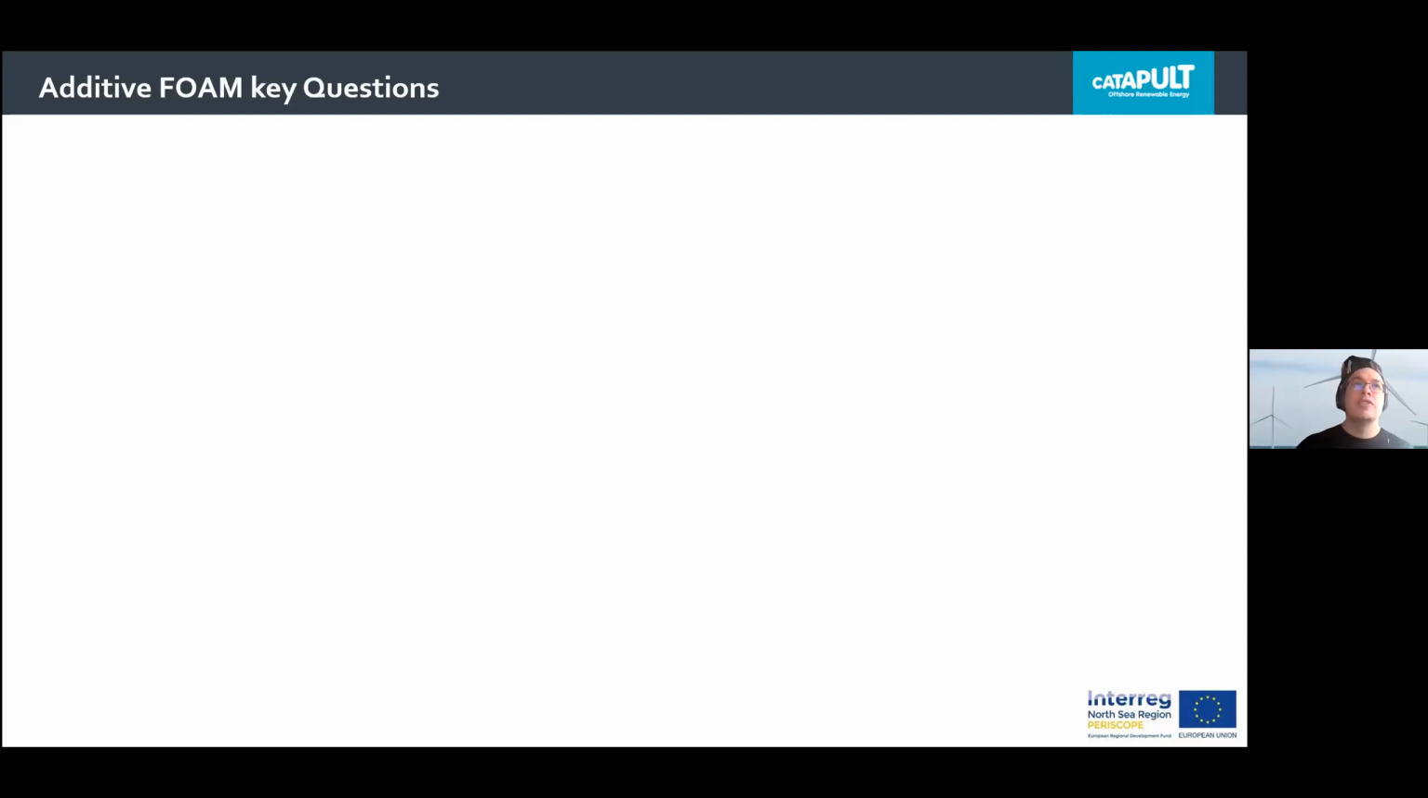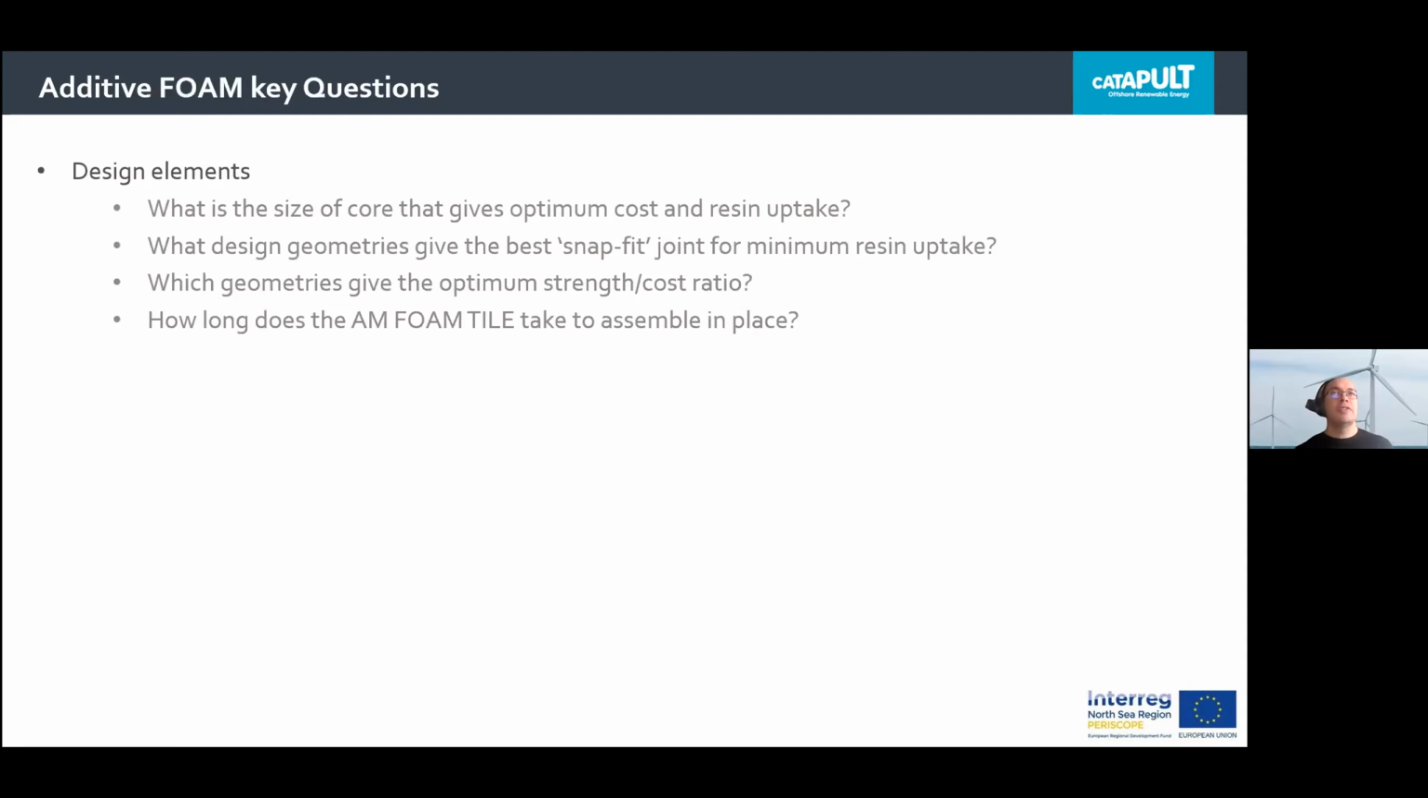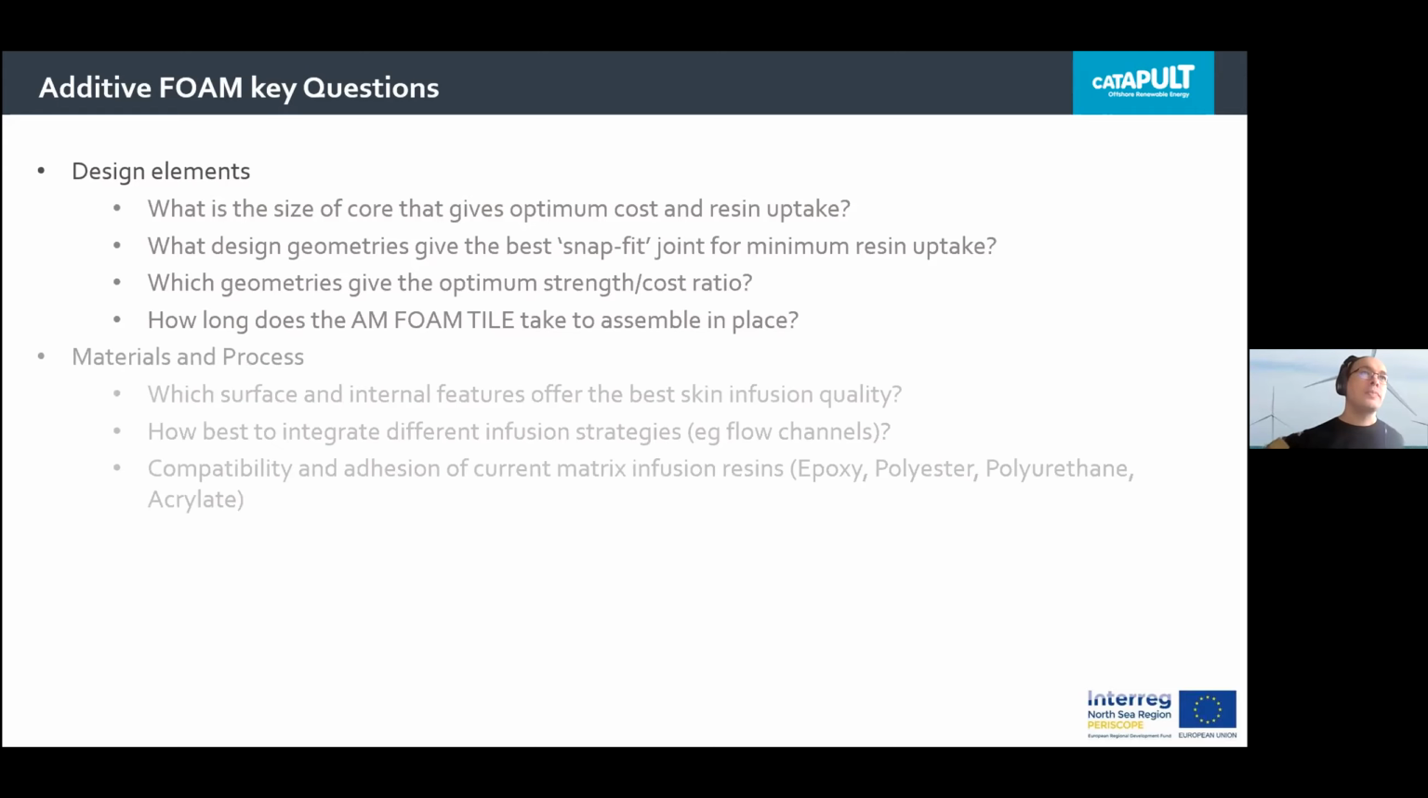So there's key questions, obviously, that raises. Firstly, the design elements. What size of core gives the optimum cost and resin uptake? What design geometries give this best snap fit behavior I was referring to? Which geometries give the optimum strength to cost ratio? And how long does it take the foam tile to assemble in place? Are there any advantages in accuracy, and how can we quantify those over existing methods?